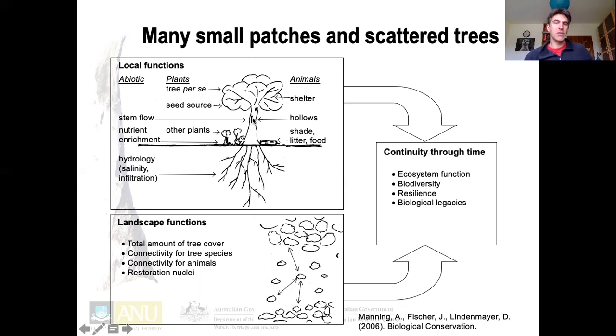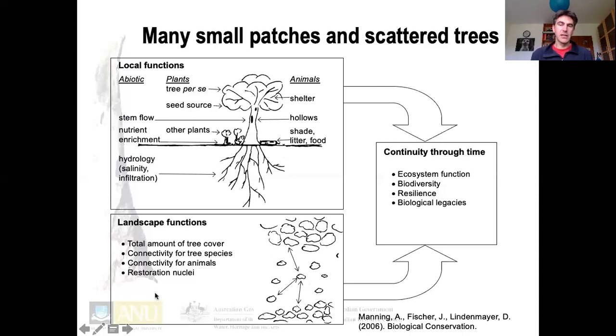The hollows of the tree, if they're old, are used by birds and bats and things like that, and maybe some mammals. And underneath you might have fallen timber or litter, which is also used by some animals, for example, invertebrates, but also things like lizards. So locally, a tree makes a big difference. At the landscape level, total amount of tree cover increases if you have scattered trees in the landscape. You have connectivity for tree species. You have connectivity for animals that use these trees as stepping stones as they move through the landscape. And really importantly, you have restoration nuclei for the future.